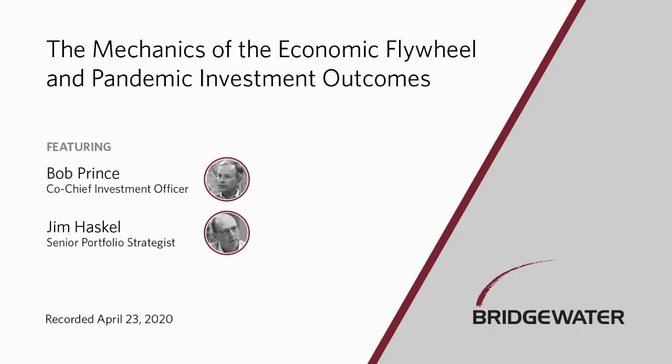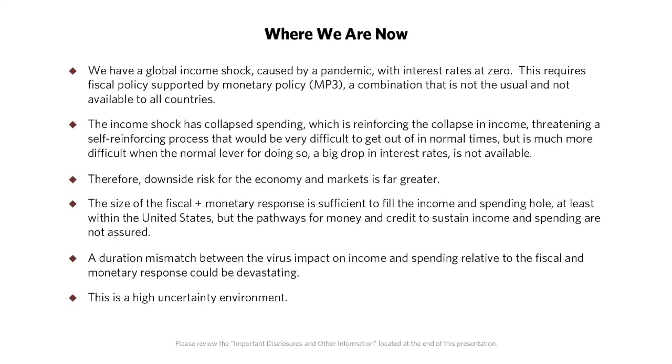Moving from where we were to where we are now, can you describe the key dynamics we're currently facing? I think the best way to characterize the pandemic is that there are three overarching characteristics to this set of circumstances. We have a global income shock caused by a pandemic with interest rates at zero, and in particular, long-term interest rates at zero. So the first thing is that this requires a fiscal policy supported by monetary policy, MP3, which is a combination that's not the usual and certainly not available to all countries, much more available to reserve currency countries.